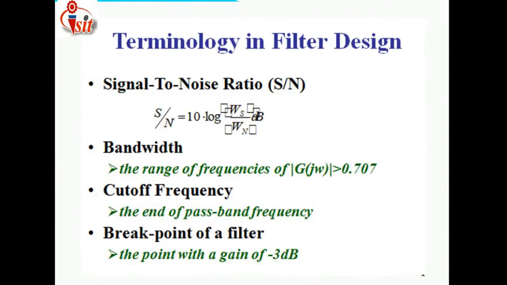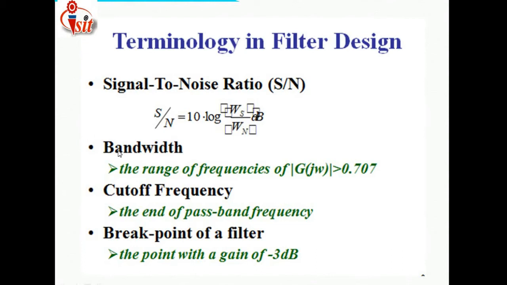Then here, terminology in filter designing. There are some important terminologies we are going to use related to designing the filter. Just see the first terminology, the signal to noise ratio, that is the S by N ratio. The S by N ratio is defined as S by N ratio equals 10 log to the base 10 of Ws divided by Wn, that means signal power divided by noise power. The 10 log factor is present because of the conversion of the signal to noise ratio into dB.